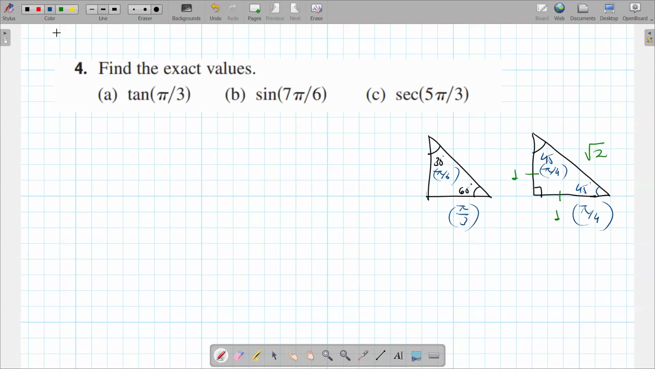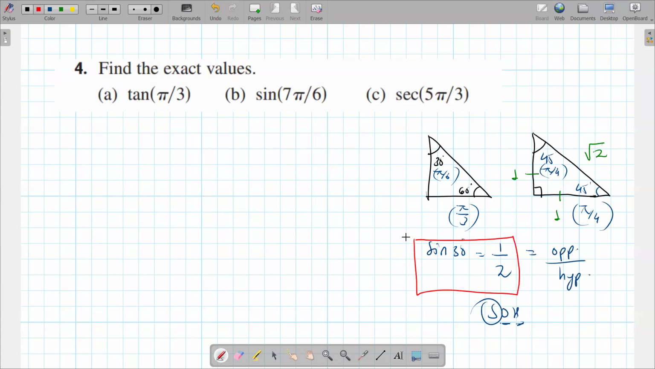For the 30-60 triangle, it's not as simple, but this is the trick. Sine 30 is 1 over 2. And you know sine as a ratio is opposite divided by the hypotenuse, right? SOHCAHTOA, so opposite over hypotenuse is sine. So the thing you need to remember for the 30-60 is that sine 30 is 1 over 2. How does that help you? Relative to 30 degrees, relative to pi over 6, the opposite will be 1 unit. So here we'll have 1 unit, and the hypotenuse of this triangle is going to be 2 units.